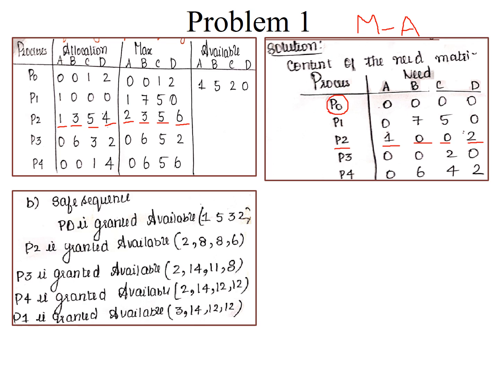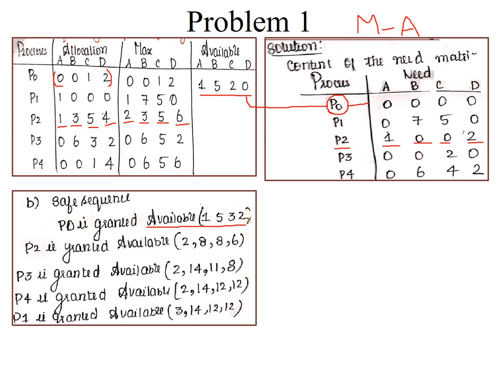We are comparing the need with the availability here. This is the current availability. When we compare the need matrix with this availability for P0, we find that P0 doesn't need any instances. So we can allow P0 to continue with the task. So P0 is granted and it completes. The available resources become 1532, which means from 1520 it gets updated to 1532. It is because P0 has already been allocated 0012.